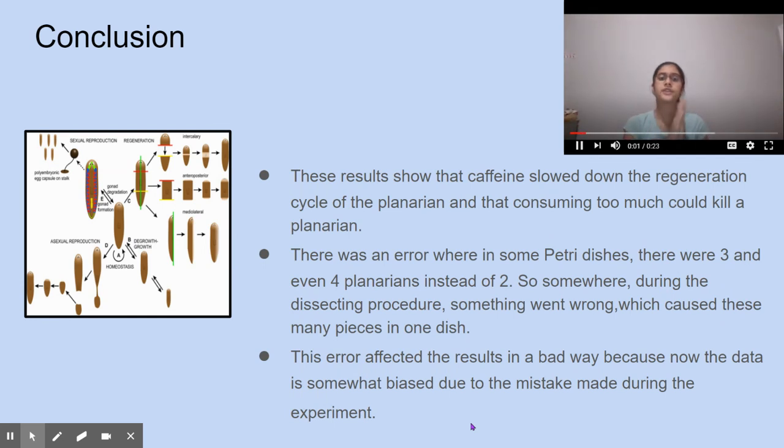These results show that caffeine slowed down the regeneration cycle of the planarian, and consuming too much of it or giving a planarian too much of it could kill it. There was an error where in some petri dishes there were 3 and even 4 planarians instead of 2. So somewhere during the dissecting procedure, something went wrong. This error affected the results in a bad way because now the data is somewhat biased due to the mistake made during the experiment.